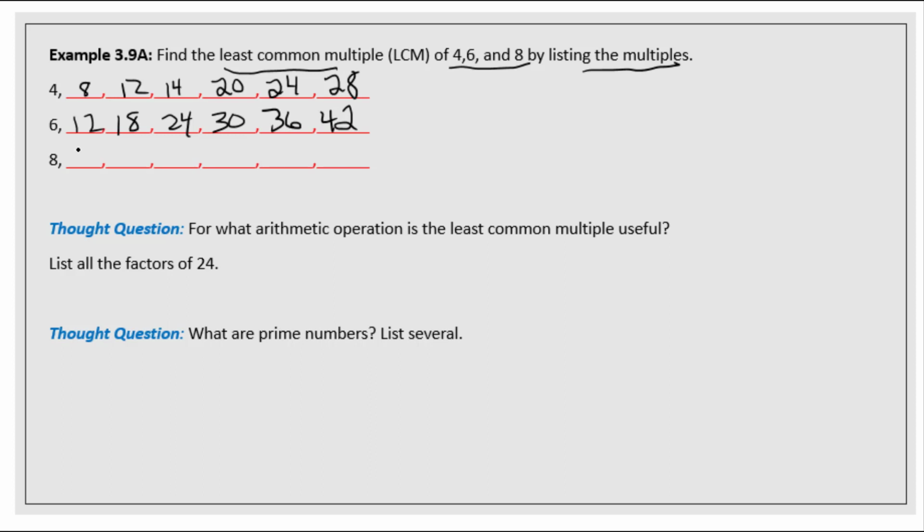I can use repeated addition. Add another 8. Add another 8. Add another 8. Add another 8. And add another 8. The least common multiple is the smallest multiple of each that's common to all. And so I think you can see it. It would be right here. 24 is the least common multiple.